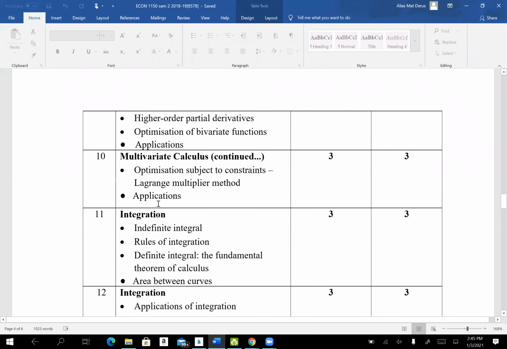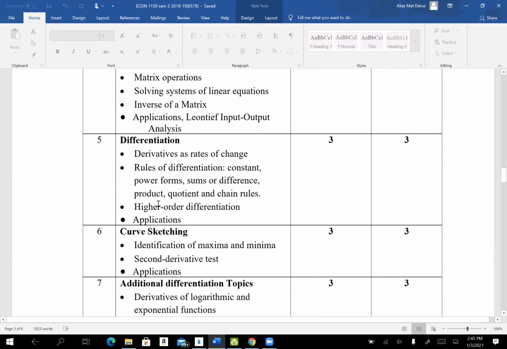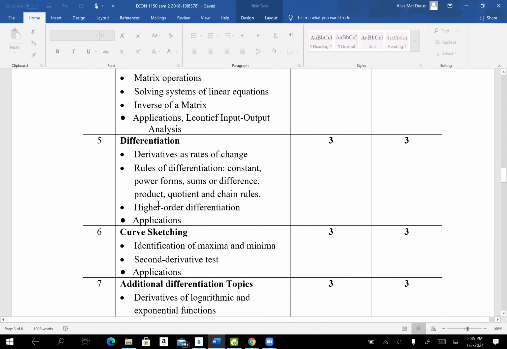Now, third topic would be on the derivative. So derivative would be our third topic. This is the derivative, the differentiation, derivative. So derivative is quite important. Not quite important, it's very important. Because if you look at this book, derivative will cover a few chapters, you know? I think three chapters. And four chapters if you take into account some other types of function. So derivative is very important.